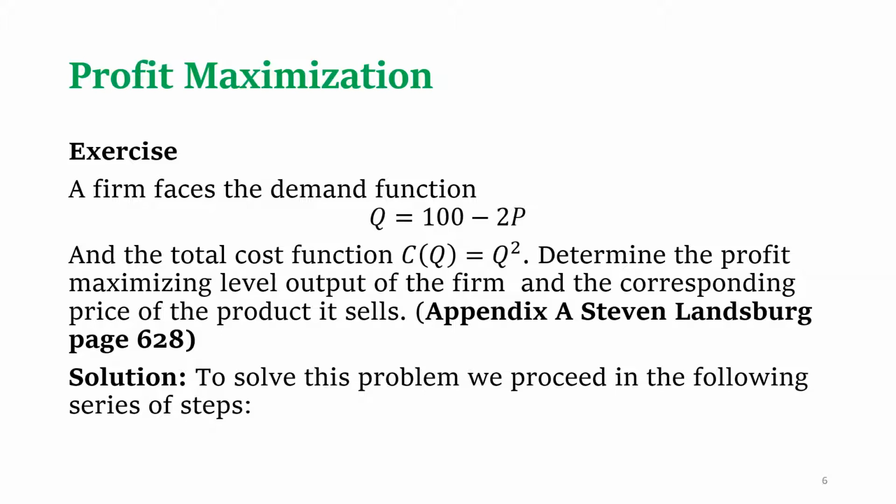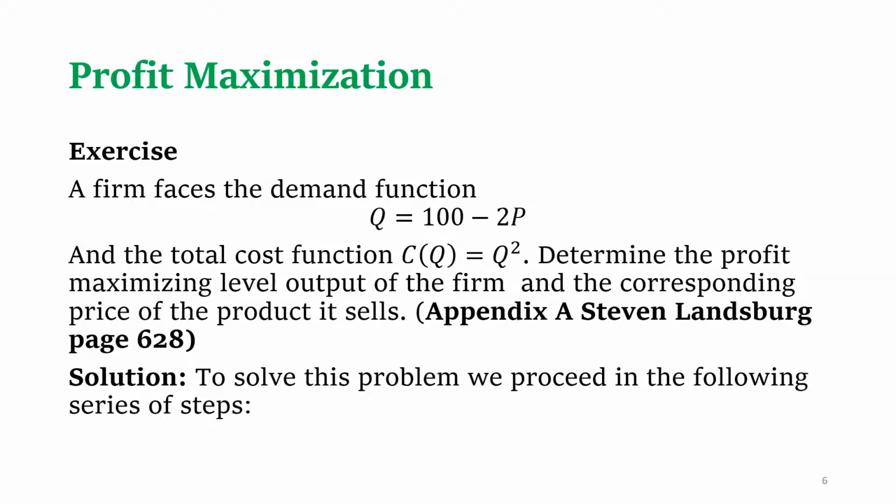So here we already have the cost function, which is simple and straightforward. All you need to do now to find the profit maximizing level of output is, you first of all need to find the profit function. But before you find the profit function, you need to get the inverse demand function first.